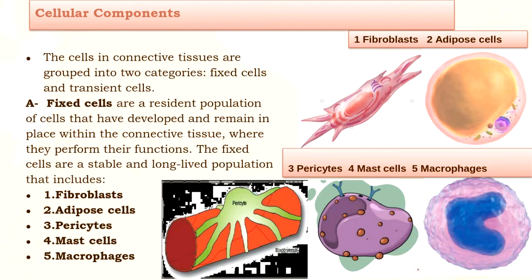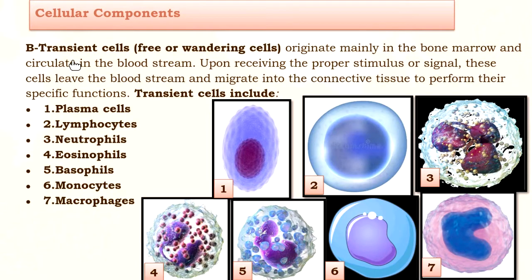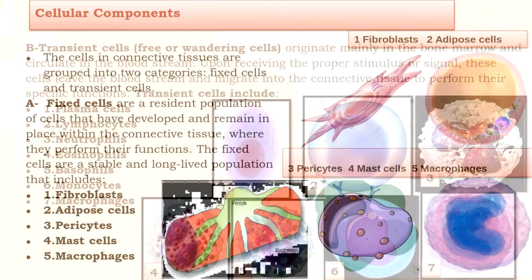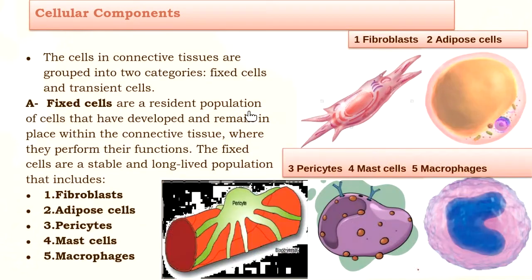Now the cellular component in detail. The cells in the connective tissue are grouped in 2 categories: fixed cells and transient. Transient means they will appear and they will go. That is wandering cells. First is fixed cells. These are the resident population of cells that have developed and remain in the place within the connective tissue where they perform their function. The fixed cells are a stable and long-lived population, and it includes fibroblasts, adipose cells, pericytes, mast cells, macrophages.